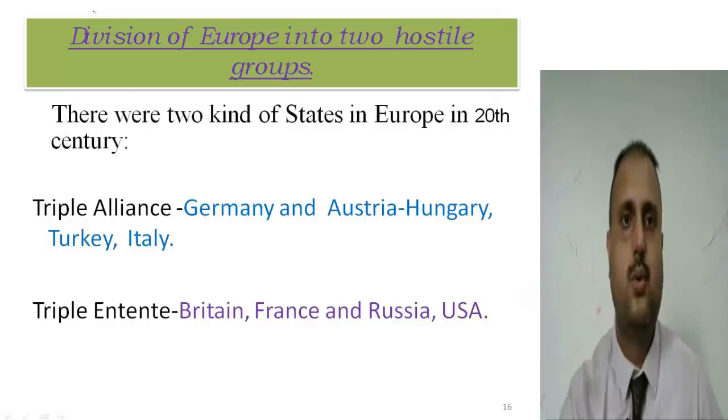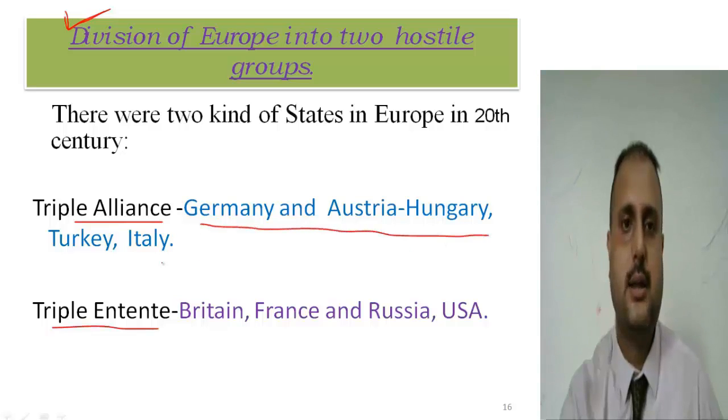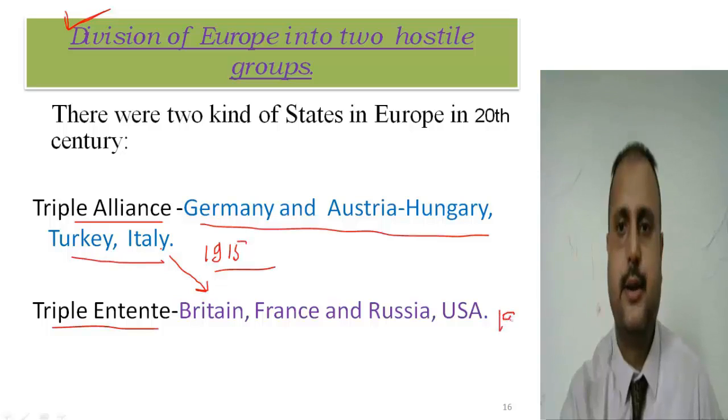Division of Europe into two hostile groups. As I have already said at the very beginning, there were two main groups, that is the Triple Alliance and the Triple Entente. In the Triple Alliance there were Germany, Austria-Hungary, Turkey and Italy. In the year 1915, Italy joined the side of the Triple Entente. It went against Germany. And USA joined in 1917 after the cargo ship attack by German U-boats.